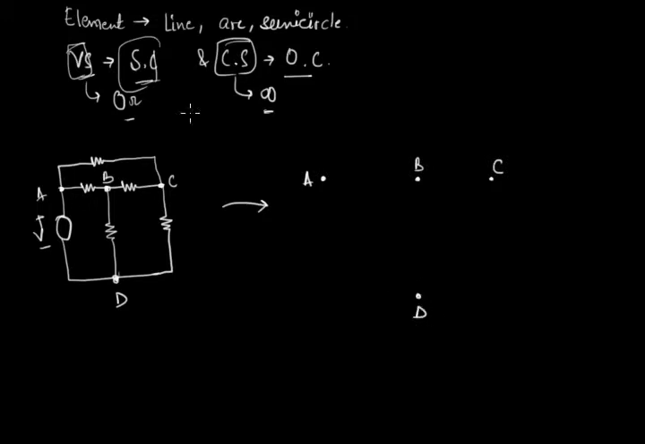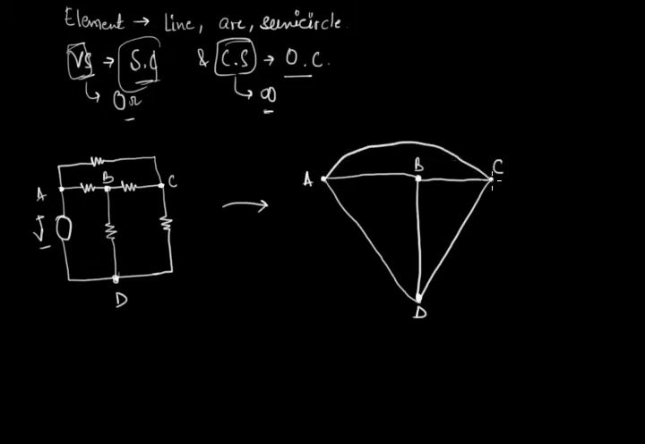Now we have a voltage source in between A and D, and it is replaced by a short circuit, so this is with D. We have a resistance between B and D, replaced by a line. C and D, replaced by a line. A and B, resistance is there, replaced by a line. B and C, resistance is there, replaced by a line. A and C also has a resistance, replaced by a line. So this is my basic graph, very easy to form. We just have to find out how many nodes are there, and then we can make the graph.